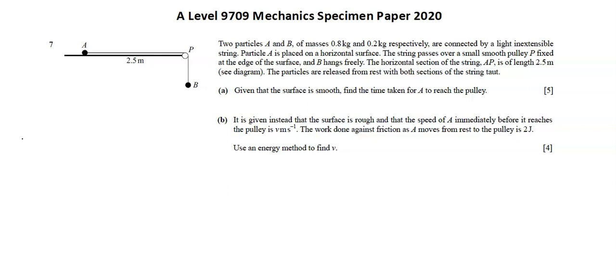For part A, I'm going to use the equation s equals ut plus 1/2 at squared to find t. For that equation, I need displacement, beginning velocity, and acceleration. I don't have the acceleration. To find acceleration, I'll use equations for tension for particle A and particle B.